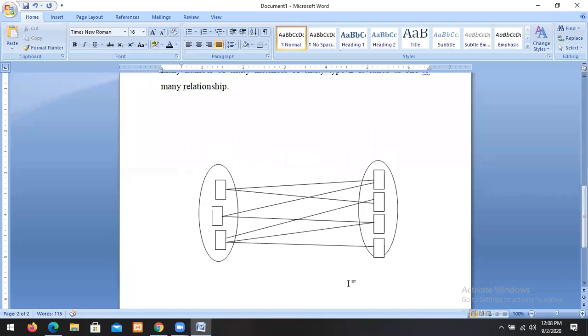Similarly, we go for another relationship, which we call many to one relationship. What is many to one relationship?